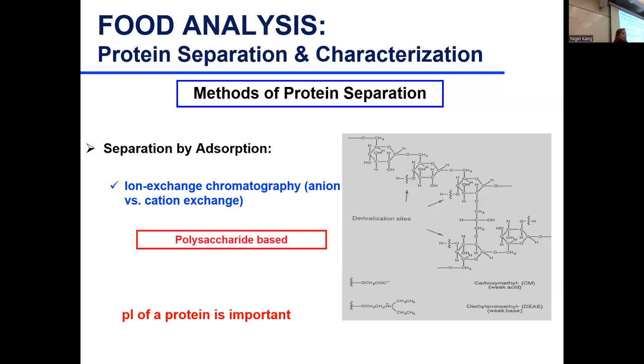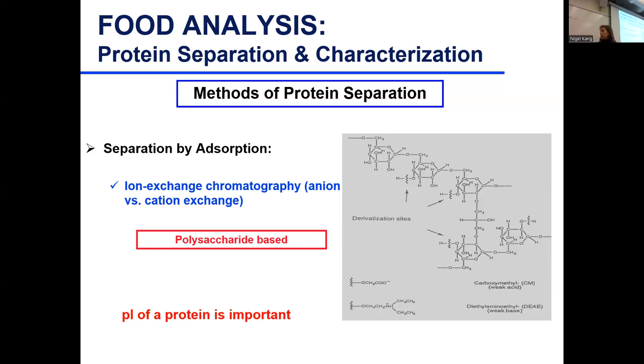If you want to use cation exchange chromatography, and for anion exchange chromatography, one of the most common polymers or columns is diethylaminoethyl, which is a weak base. If you want to use cation exchange chromatography, then everything is completely vice versa. Your protein has positive charge, the buffer has positive charge, and your column is negatively charged.